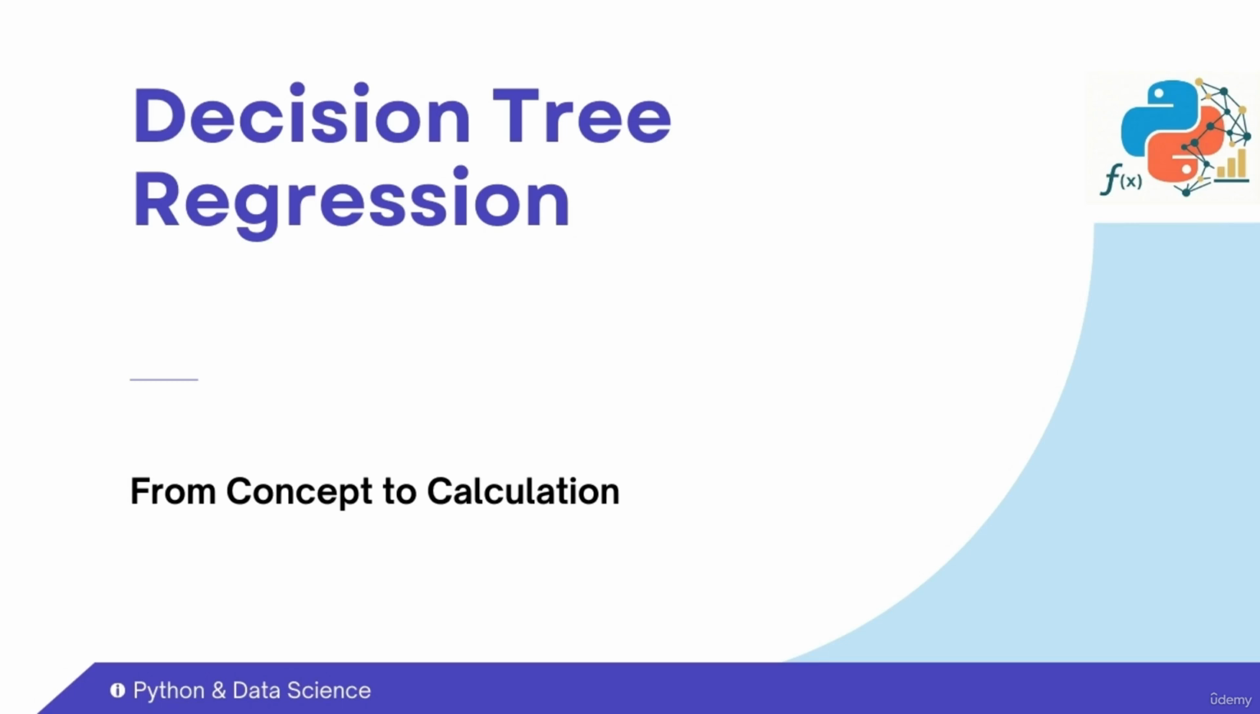Welcome, everyone, to this Python and data science presentation. Today, we're diving into decision trees, specifically focusing on regression. Unlike classification trees that predict a category, regression trees predict a continuous numerical value. We will look at exactly how the algorithm learns to predict these numbers by splitting data.